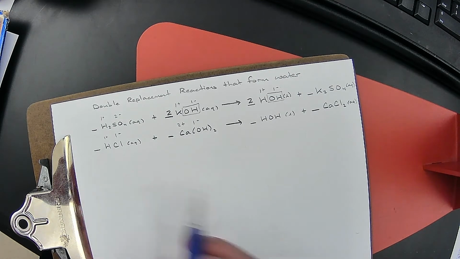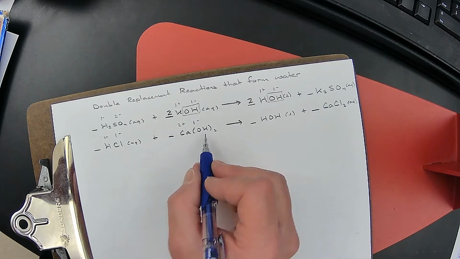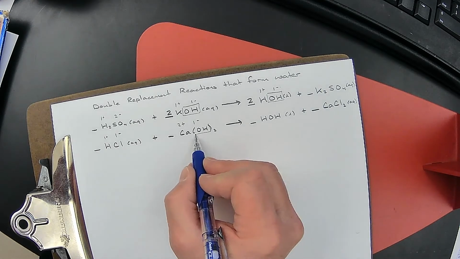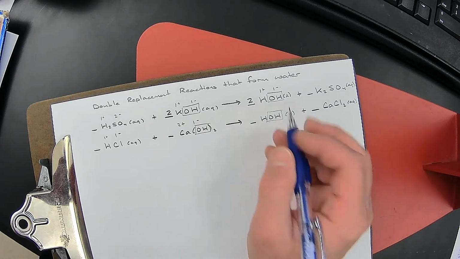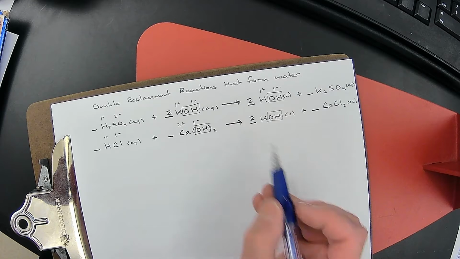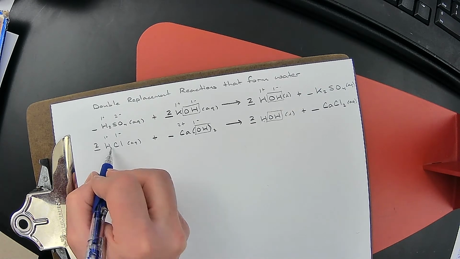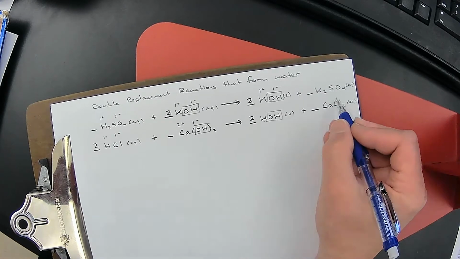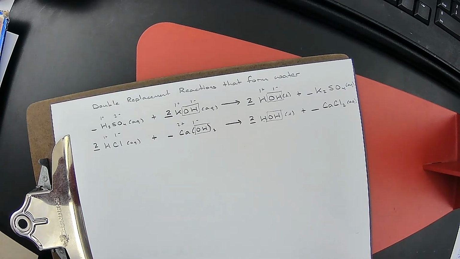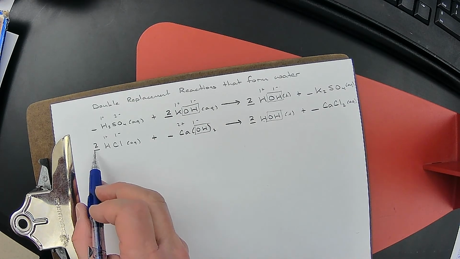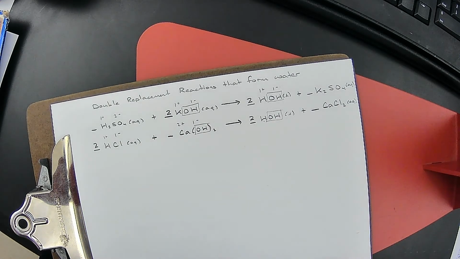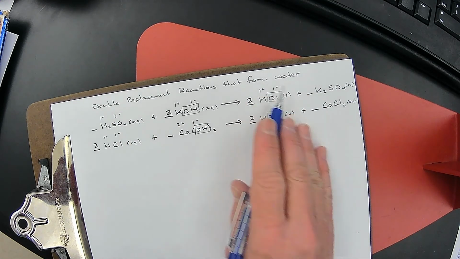If I go to the second one, I know that I've got two OH groups here and only one OH group there, so I put a 2. But now I have two H's and only one H, so I put a 2. Now I have two Cl's and two Cl's and one Ca and one Ca. So that balances 2, 1, 2, 1. This is the second way that double replacement reactions can take place by forming water.